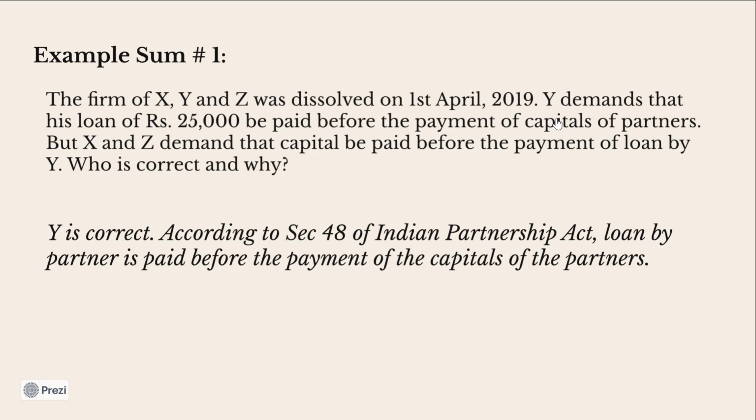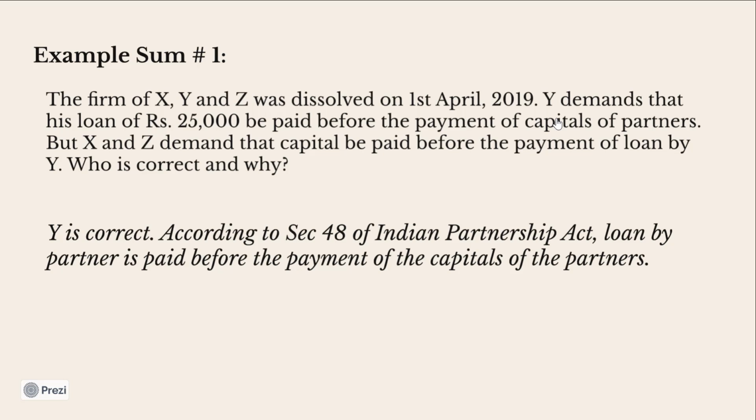Example sum 1. The firm of X, Y, and Z was dissolved on 1st April 2019. Y demands that his loan of rupees 25,000 be paid before the payment of capitals of the partners. But X and Z demand that capital be paid before the payment of loan by Y. Who is correct and why?